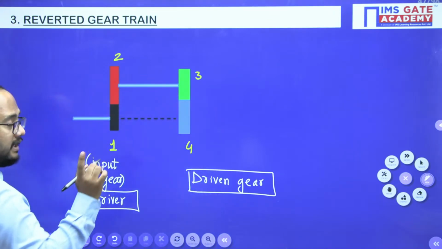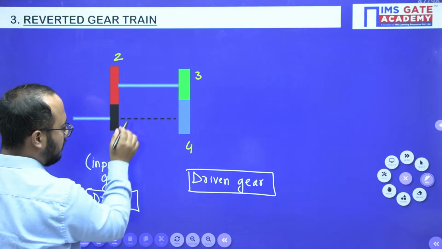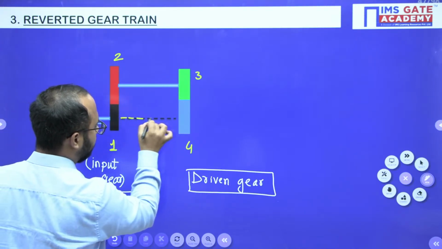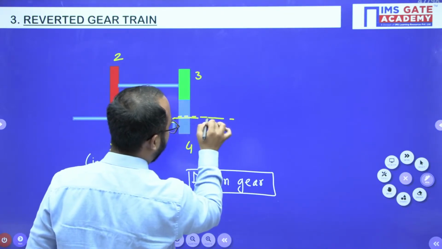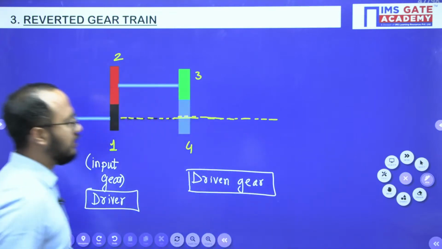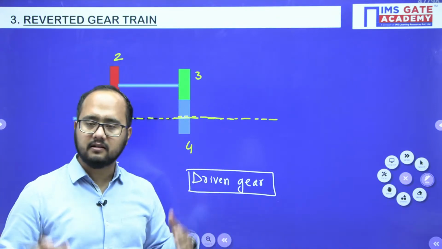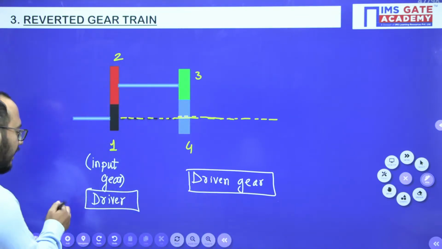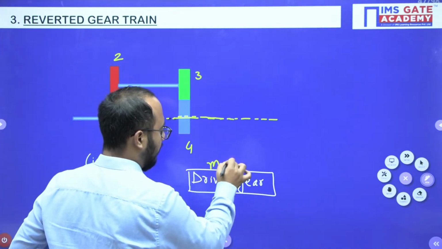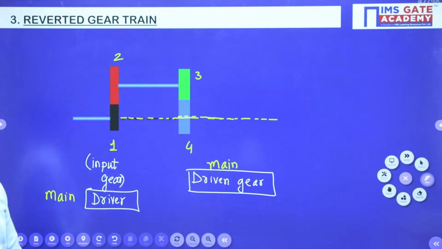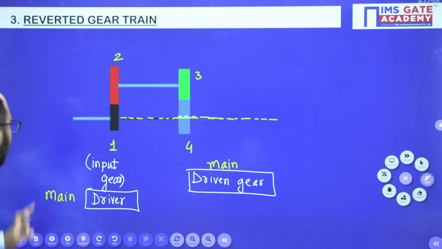Now please remember this point. Gear 1, that is the input or the driver gear, has an axis like this, which is common with the output gear, or the driven gear actually. So whenever you write this, you should write the main driver, otherwise you will have confusion. The main driver and the main driven will have a common axis. So that kind of gear train will be the reverted gear train.